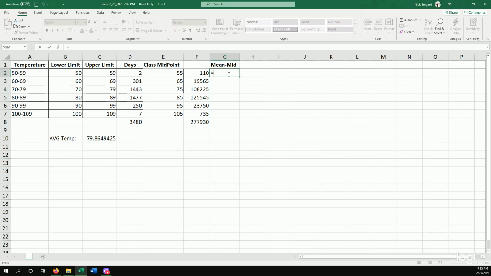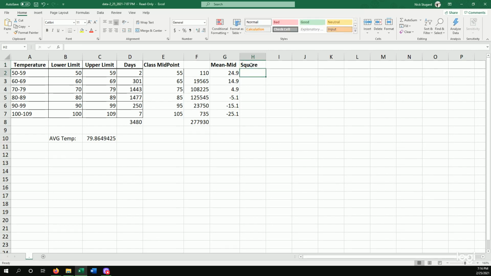So I'm going to say this equals, I am going to use now the 79.9, which was my mean, minus my class midpoint. Enter. There we go. And now if I drag it down, there we go. So again, that's how far away we typically are from the mean. Now, obviously, when we do this process, some of these are negative. We don't want negative. So what we need to do is square them.